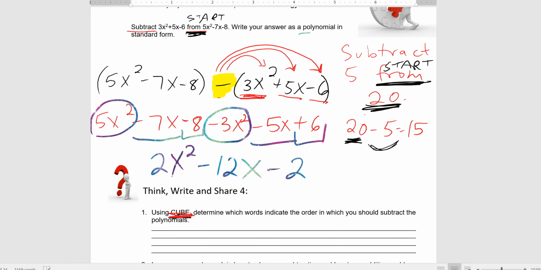And this is our answer as a polynomial, right? It has many parts, in standard form, because we have the x squared first, then the x, and then the number.